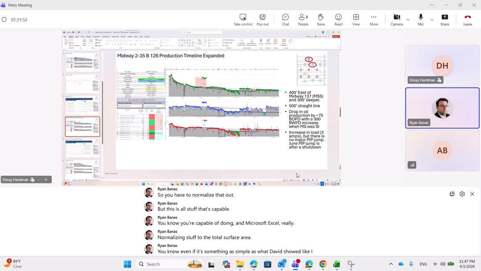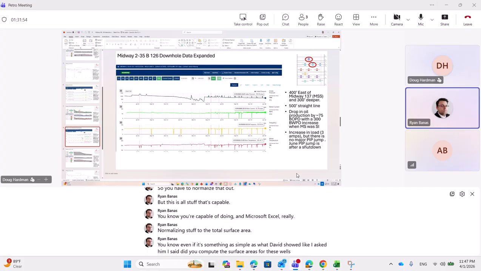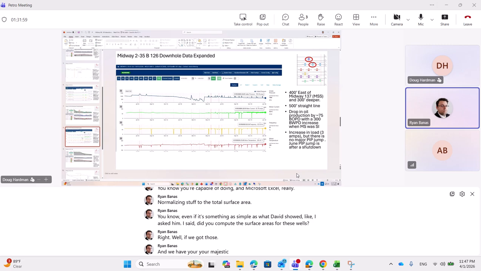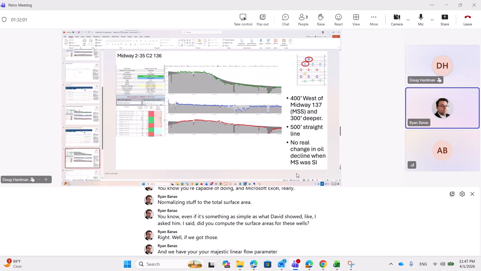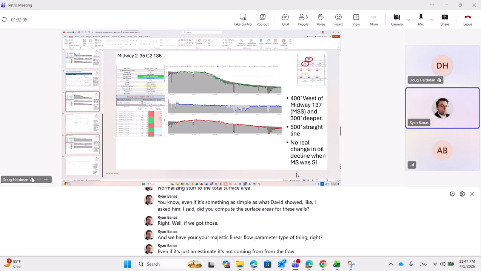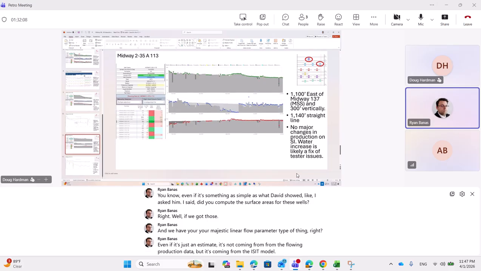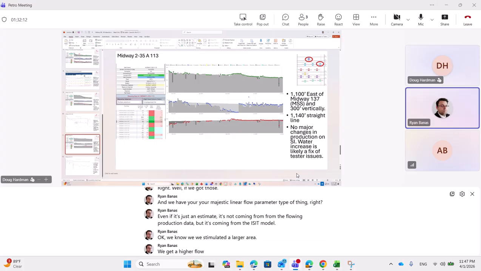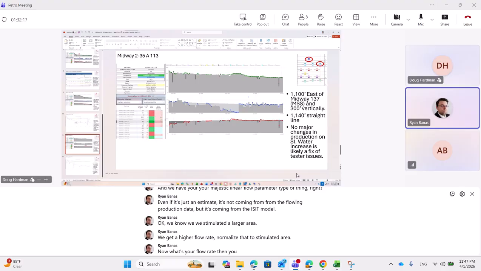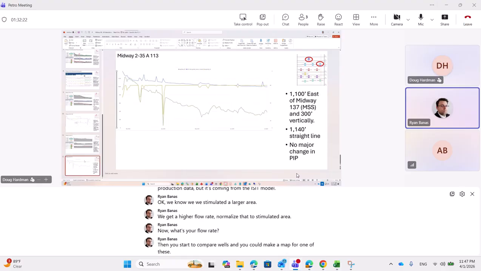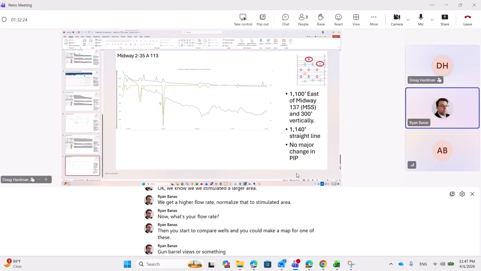I asked him, did you compute the surface areas for these wells? If we have those and your linear flow parameter, even if it's just an estimate from the ICIT model rather than the flowing production data, we know we stimulated a larger area and got a higher flow rate. Normalize that to stimulated area. Now what's your flow rate? Then you start to compare wells, and you could make a map or one of these gun barrel views, along with your injectors.